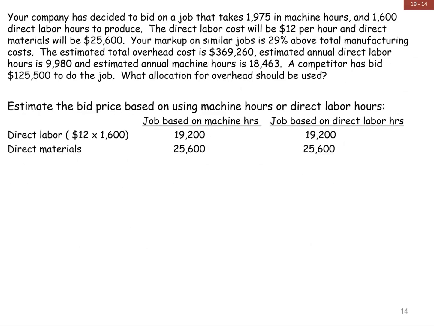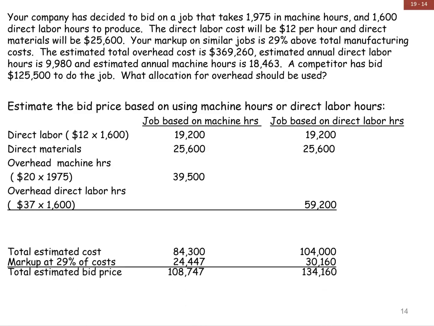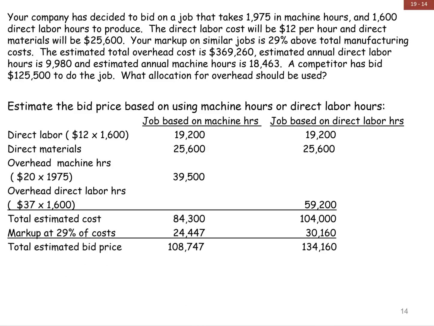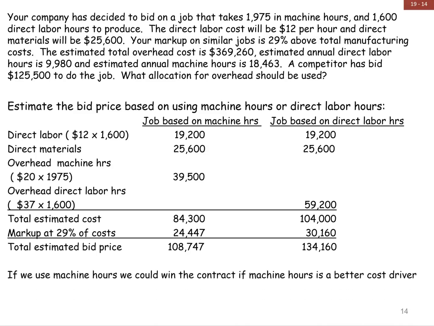We know that the direct labor and the materials are going to be the same, but it's that overhead rate that is going to determine whether we can come up with a bid that's less than our competitors. So if we use machine hours, we can do it. But I guess the question is, is that the best cost driver? And only the company can decide that.